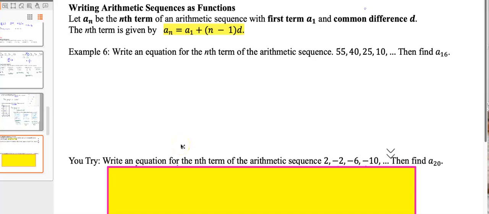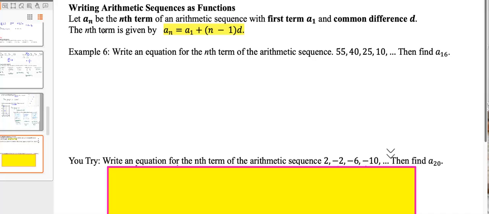Welcome to part 2, where we are going to talk about writing sequences as functions. So for arithmetic, we're going to start. Let a sub n, think like submarine, it's below, be the nth term of an arithmetic sequence with a first term a sub 1 and a common difference d. So finding the nth term is given by this formula.